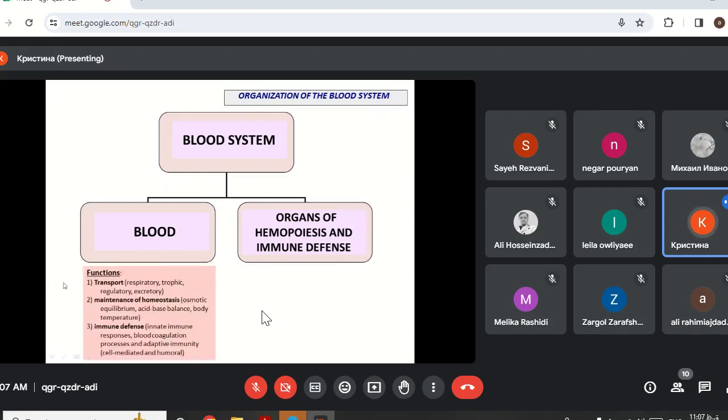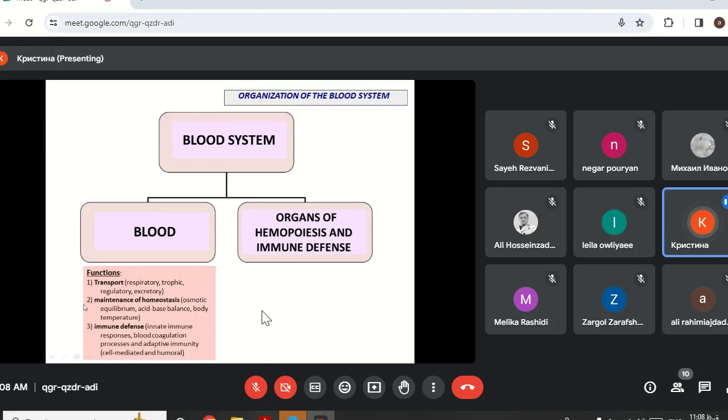So, functions of blood include, first, transport function. Blood transports gases, oxygen and CO2 gas, and thus performs the respiratory function. Also, blood transports nutrients and performs trophic function. Also, blood carries some biologically active substances and performs regulatory function. And through blood some wastes are removed with the help of kidneys, which make urine from blood plasma, and so blood performs excretory function.